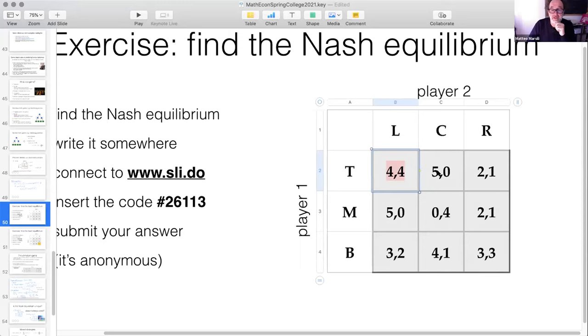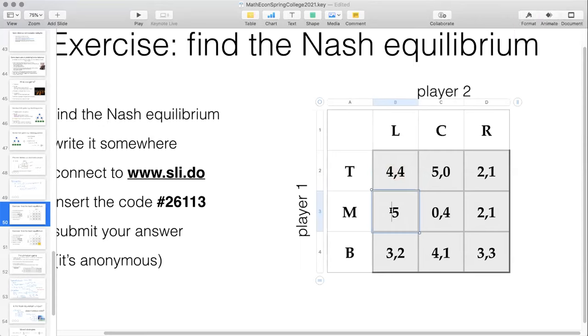No, because then T is not a best response. C is not a best response to T. So the best response of player two, if player one plays T, is L. L, yes. But if player two plays L, player one would like to play M.